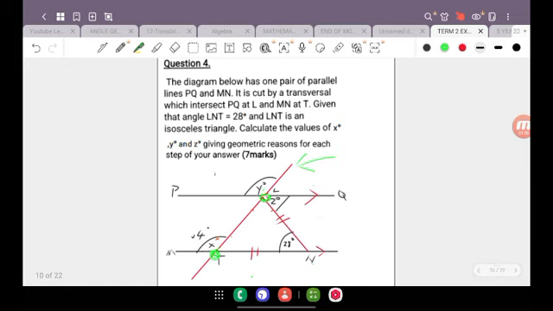Now, it also went on to say that given that the angle LNT is 28, and you can clearly see that the 28 is right here, given that the angle LNT is 28 degrees, which is indicated there, and LNT is an isosceles triangle.